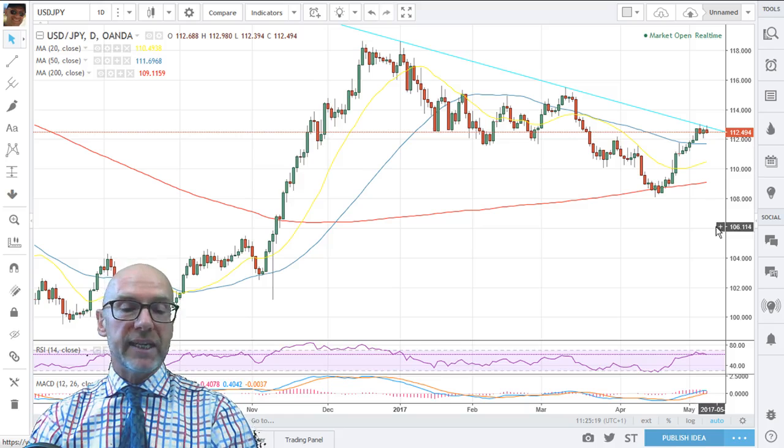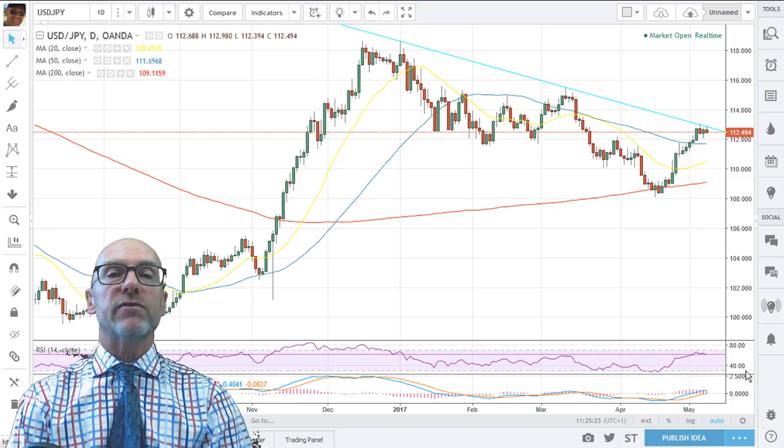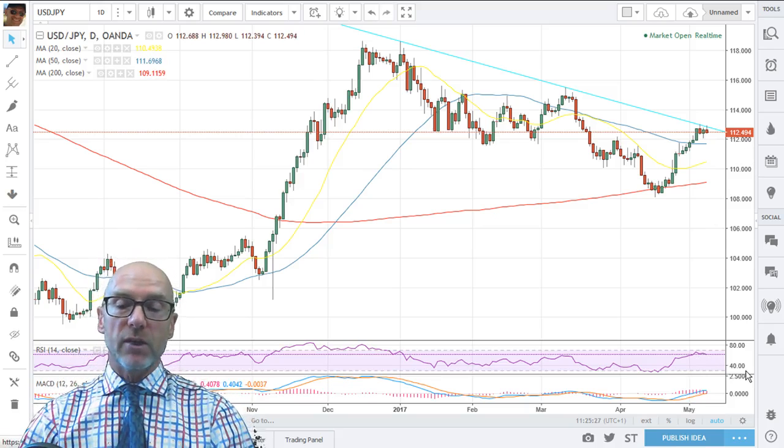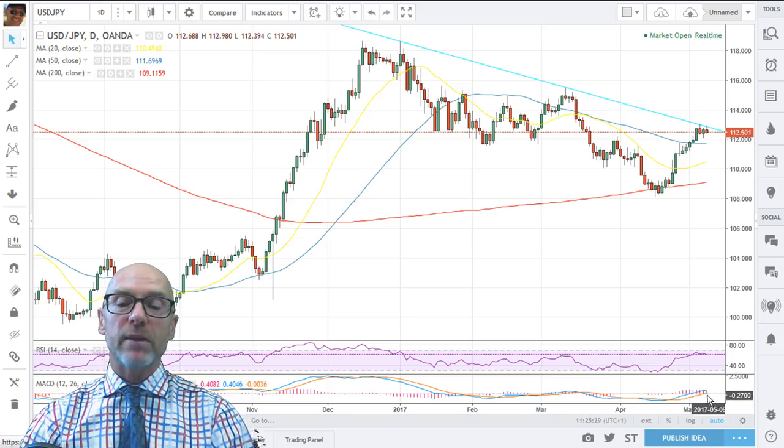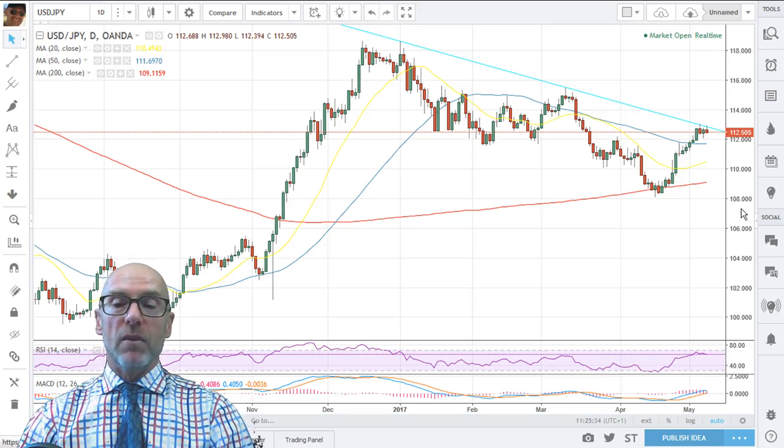Looking at the daily, you can see that the RSI is just rolling. It is a bit above 50 at 61.94, so that's positive, and also the MACD remained positive, so they're positive signs, which is good.